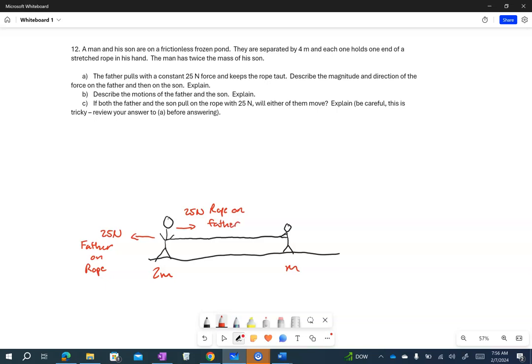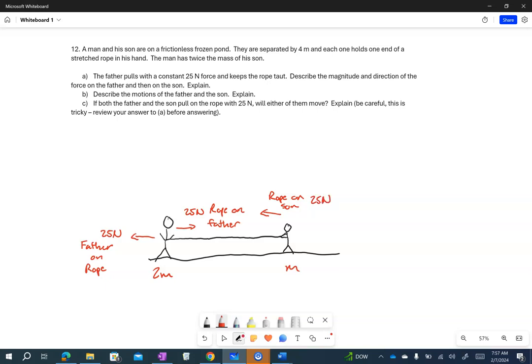So what does that mean? Well, the only force on the father is going to be a 25 newton force towards his son. So by pulling on that rope, the direction of the force acting on the father is towards his son, not backwards. It is towards his son because that is the only force we see. Now we look at the son. Well, the rope is pulling the son to the left. Rope on son, and also with a force of 25 newtons, because that's how much force the father pulled.